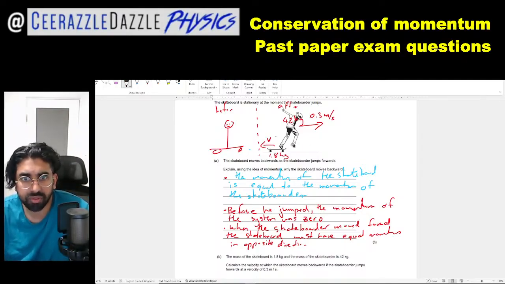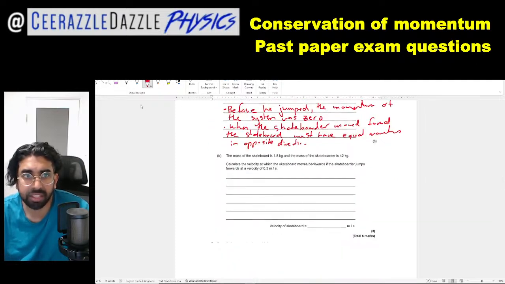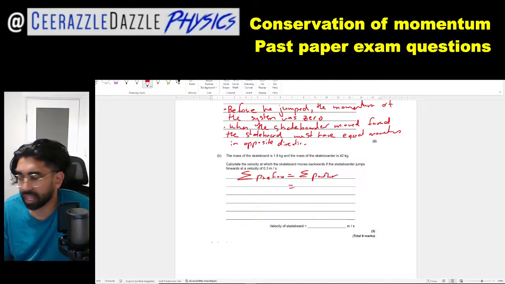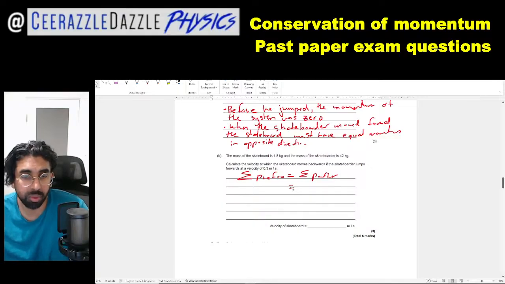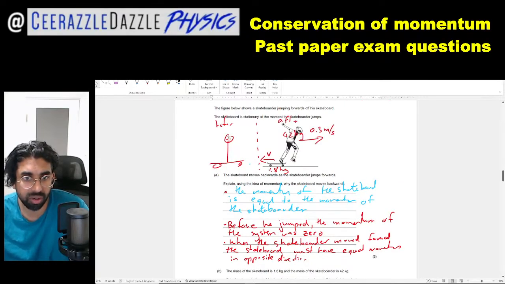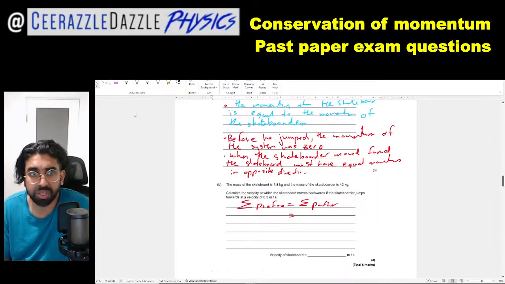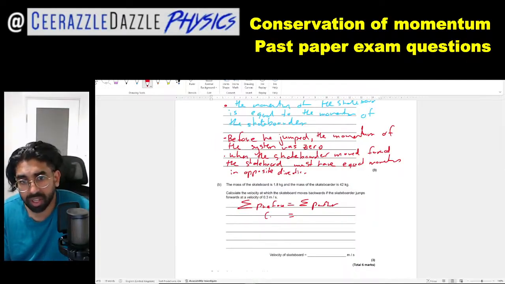Okay, so first of all, I'm just going to write down the same thing as I write down every time. It's going to be the sum of the momentum before is equal to the sum of the momentum afterwards. Right, so beforehand, before he moved, what was the momentum of the system? Well, you weren't moving at all, so the momentum before is going to be 0.